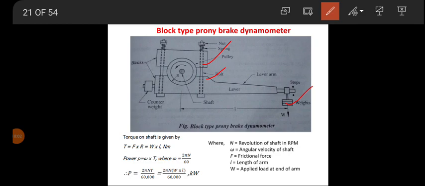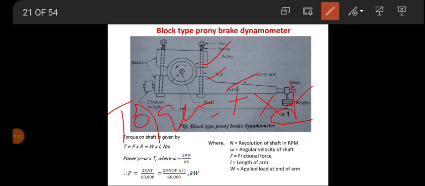The pulley stops the rotation of the shaft. So when the shaft rotation stops, at that time we find the torque. Torque equals force into distance.